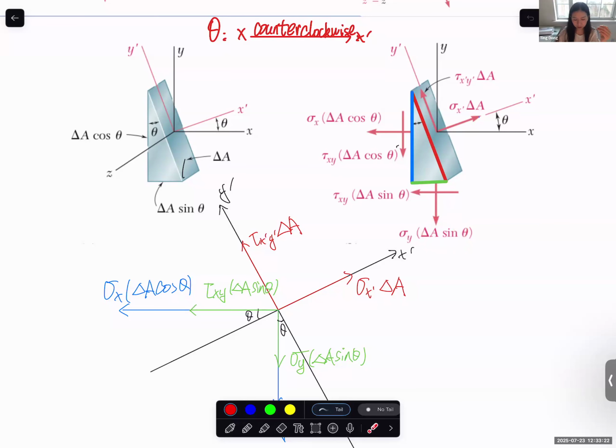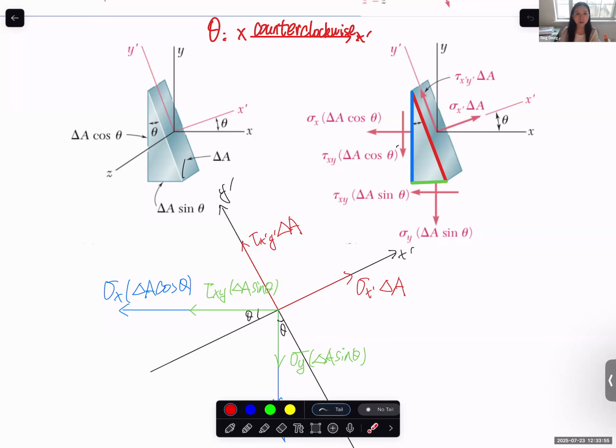And for the stress components on each surface, let's say on the blue surface, we have sigma x, tau x y. On the green surface, because it's the y plane, we have sigma y, tau x y. And on the red surface, this is the x prime coordinate after rotation, and this is the y prime coordinate after rotation. So we have sigma x prime, tau x prime y prime.